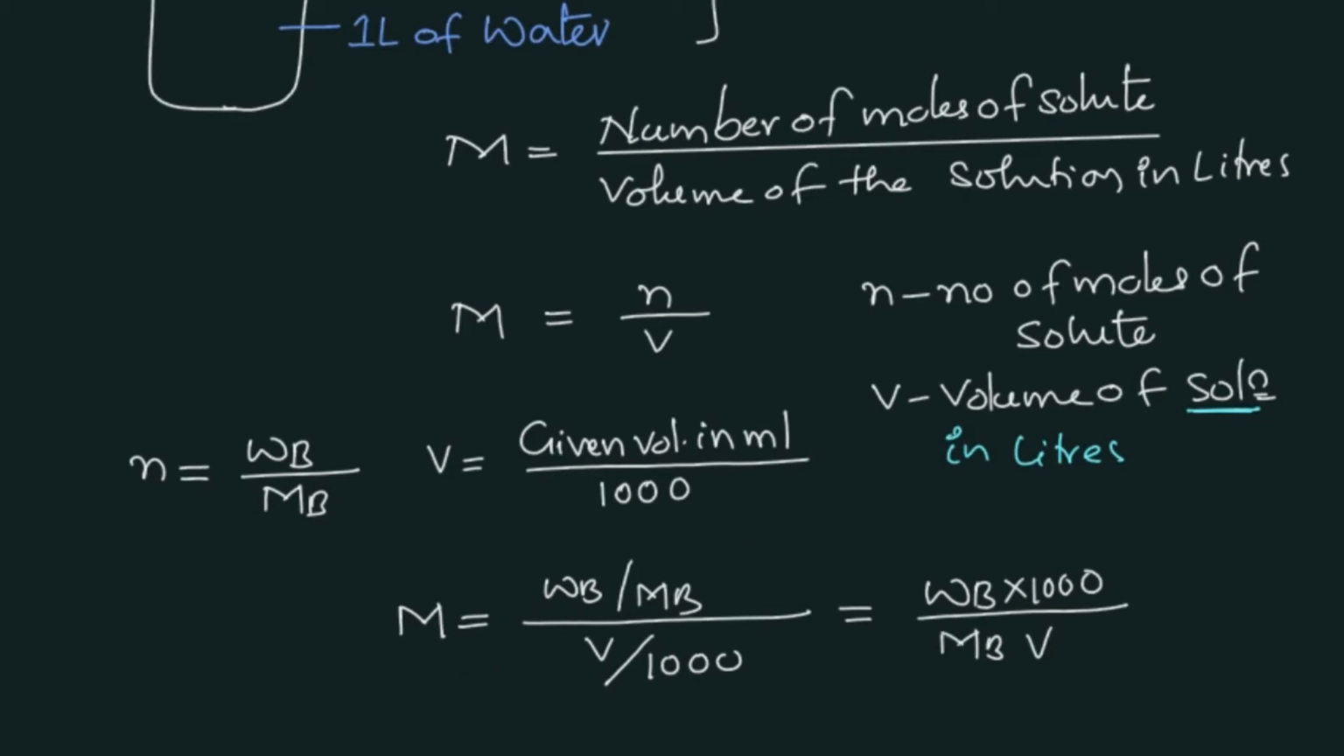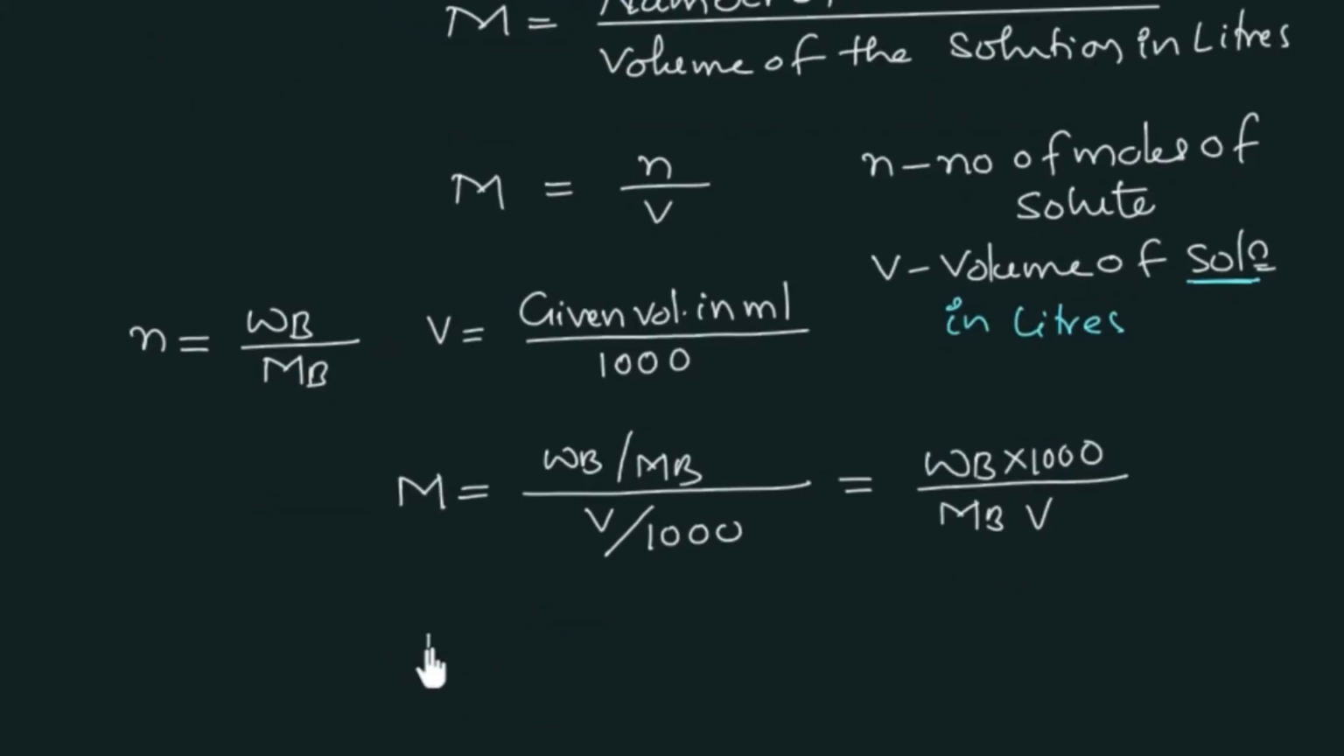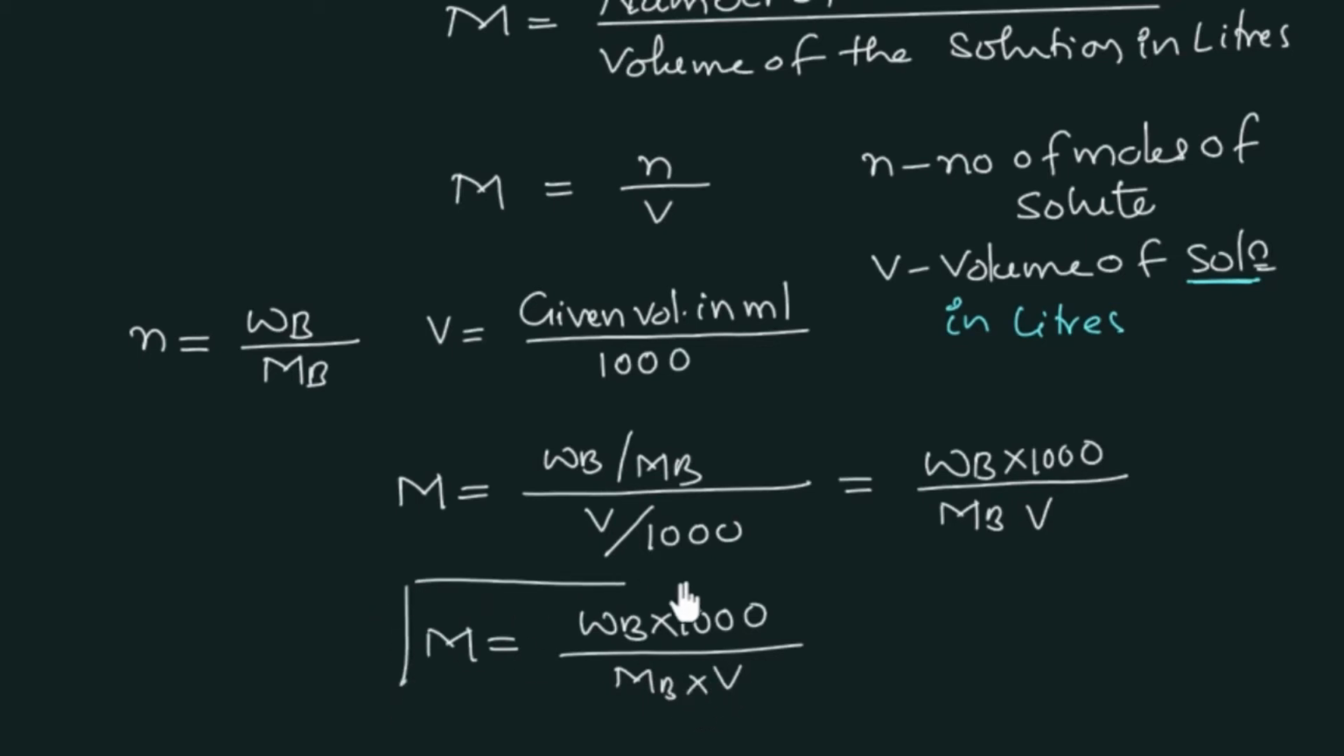Okay, this is the equation, students. Let me write this equation once again. M equals, you have to remember this equation, W_B into 1000 whole divided by M_B into V. So this is the formula for the molarity of a given solution. Up to this everything is clear, the concept is clear. If you get the concept, then you go for the next part.